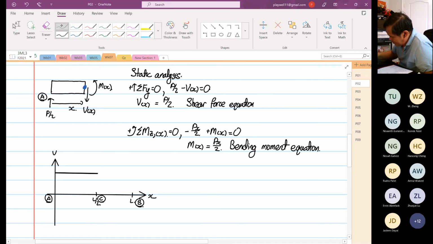So this is where we have our positive P/2 from A to C. It's a constant line, because if you look at the equation, P/2 is constant. Then at point C, you have a force P acting downwards, and it will stop at minus P/2. And then it will move horizontally, and then it will come back.